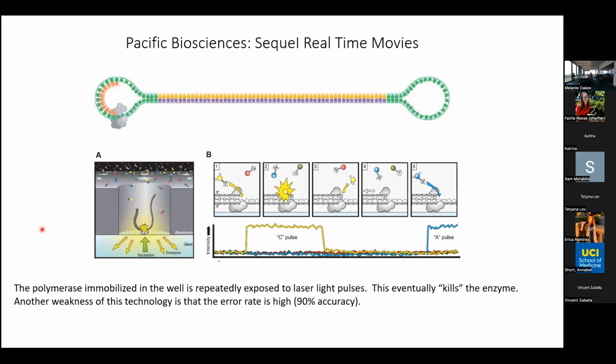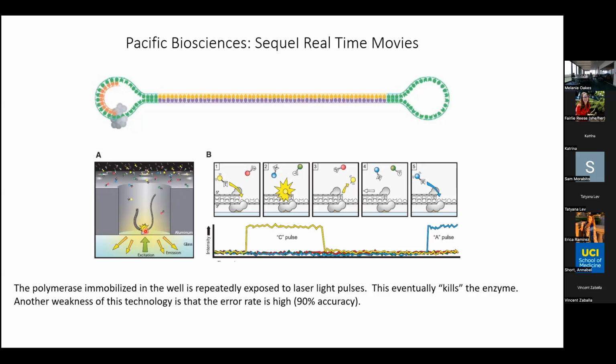So in the instrument, this is what's called a zero mode waveguide. And this polymerase bound template sits in the bottom of this zero mode waveguide. There's a laser shining on the bottom, and you've got these fluorescent nucleotides in solution. So the fluorescent nucleotide that is complementary binds into the active site.